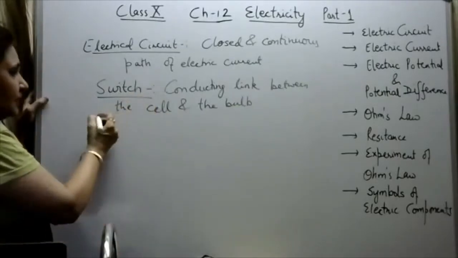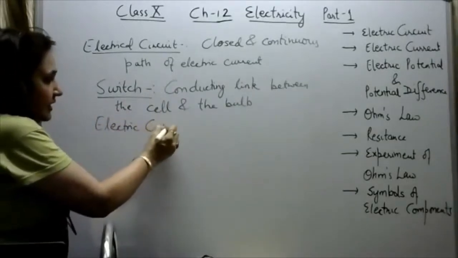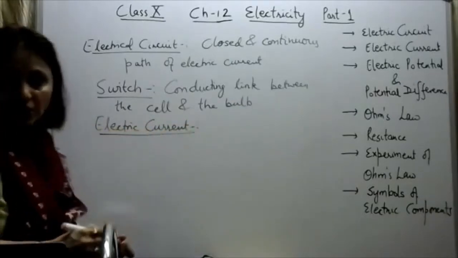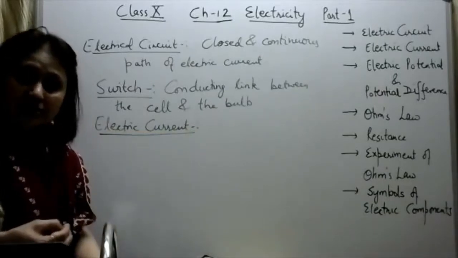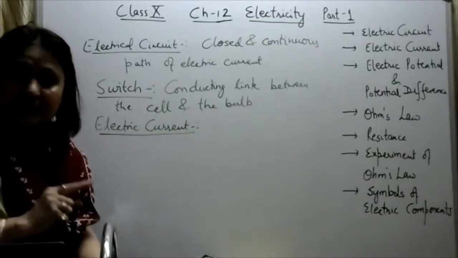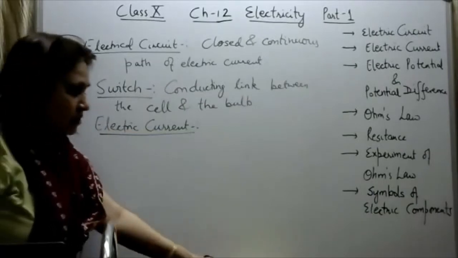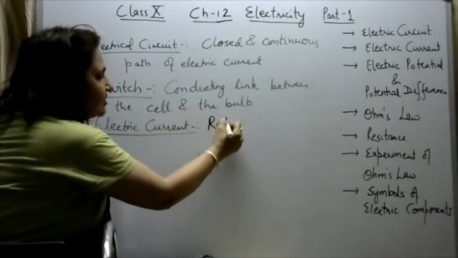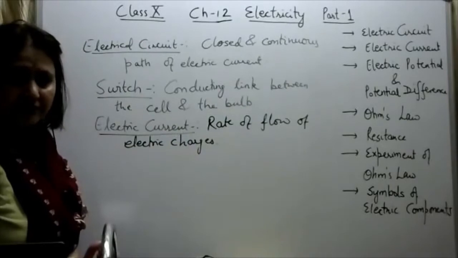Then the next topic is electric current. Electric current is defined as the rate of flow of electric charges. That is, in a conducting wire, when the current is passing, the charges are flowing from one end to the other. So this rate of flow of charges, that is, the charge flown per unit time, we call it the electric current.